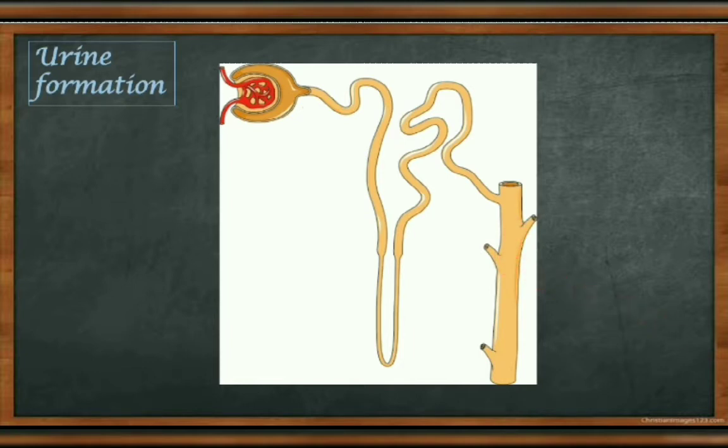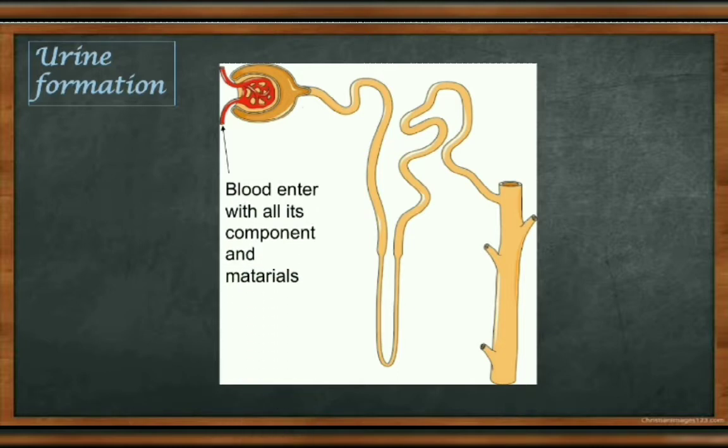Now come back to the next one. We all know that this afferent arteriole has a broader structure. So if the blood enters inside that, blood has many components, you all know that already, but here blood has many materials inside it.